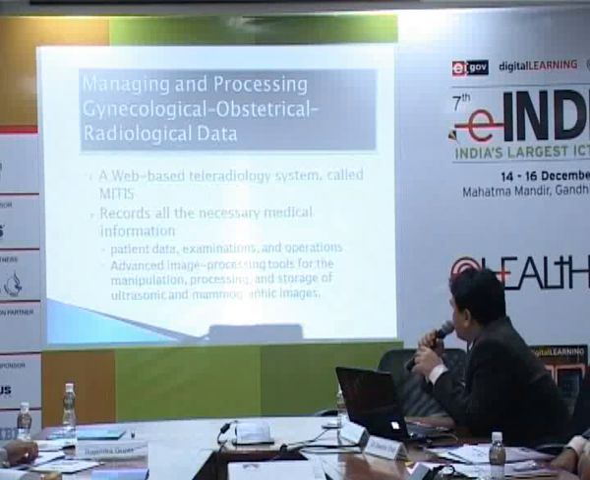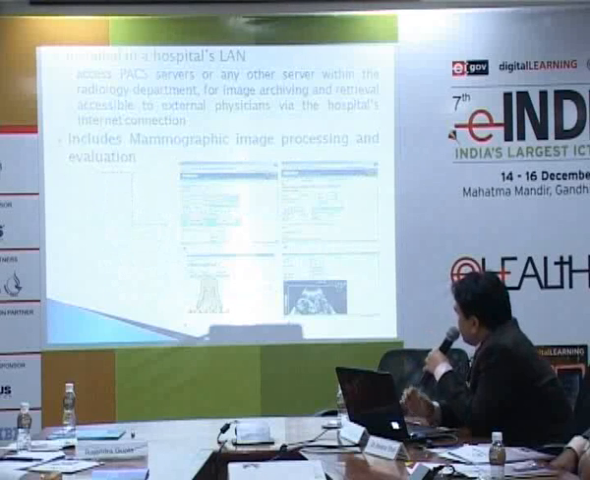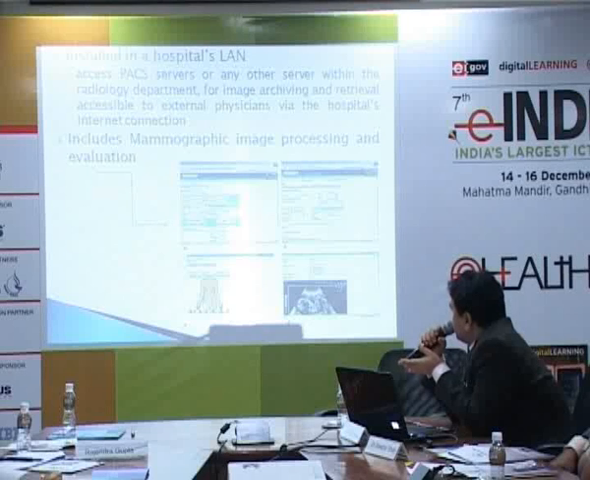Now, teleradiology can also be used for managing gynecological and obstetrical radiological and clinical data, which can be acquired, stored and processed in the hospital PACS, and then all this data can be sent to an external physician for an expert opinion if required. It also includes mammographic image processing and evaluation.